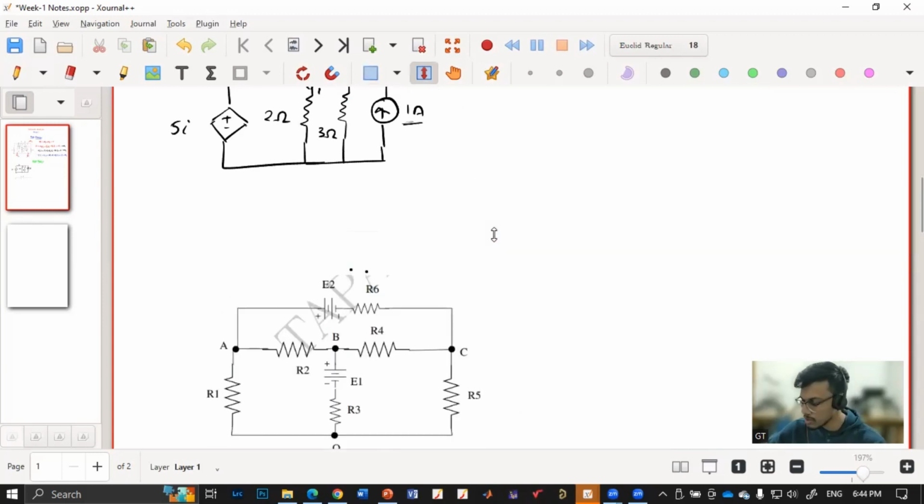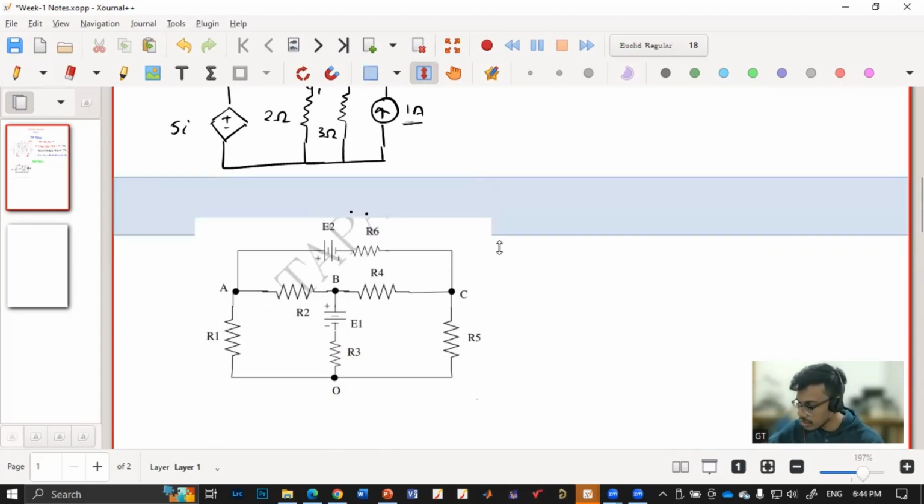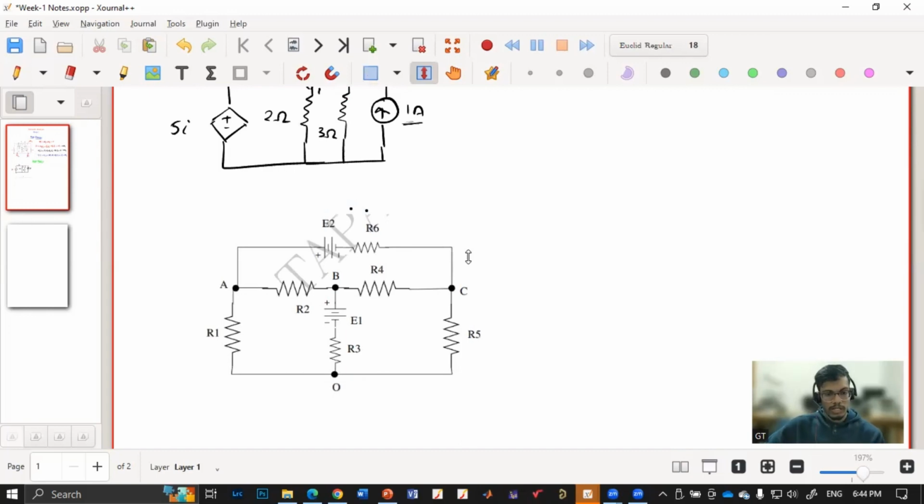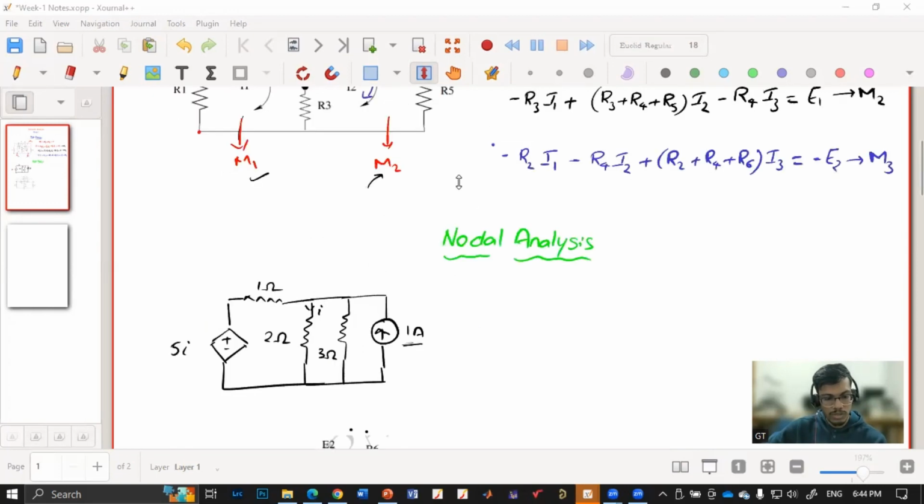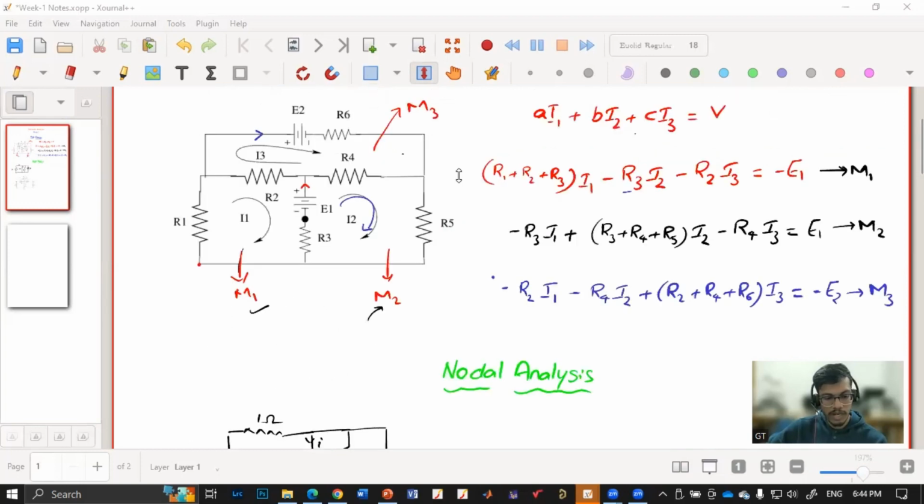Now this is nodal analysis. So we use a super mesh if there is a current source among 2 meshes.